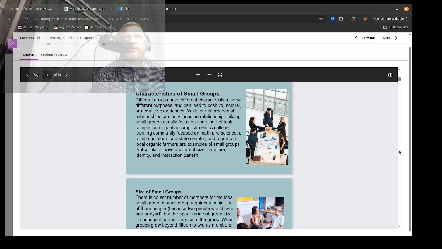The characteristics of small groups. Different groups have different characteristics and serve different purposes, and can lead to positive, neutral, or negative experiences. While our interpersonal relationships primarily focus on relationship building, small groups are task-oriented. It's like a task that we must complete or a goal that we must complete.